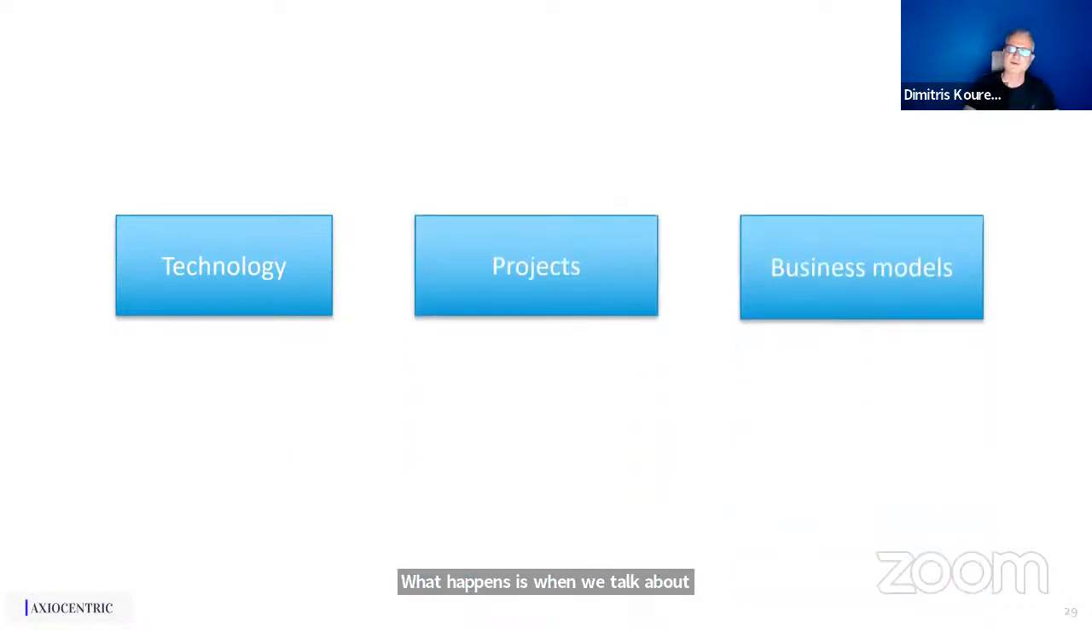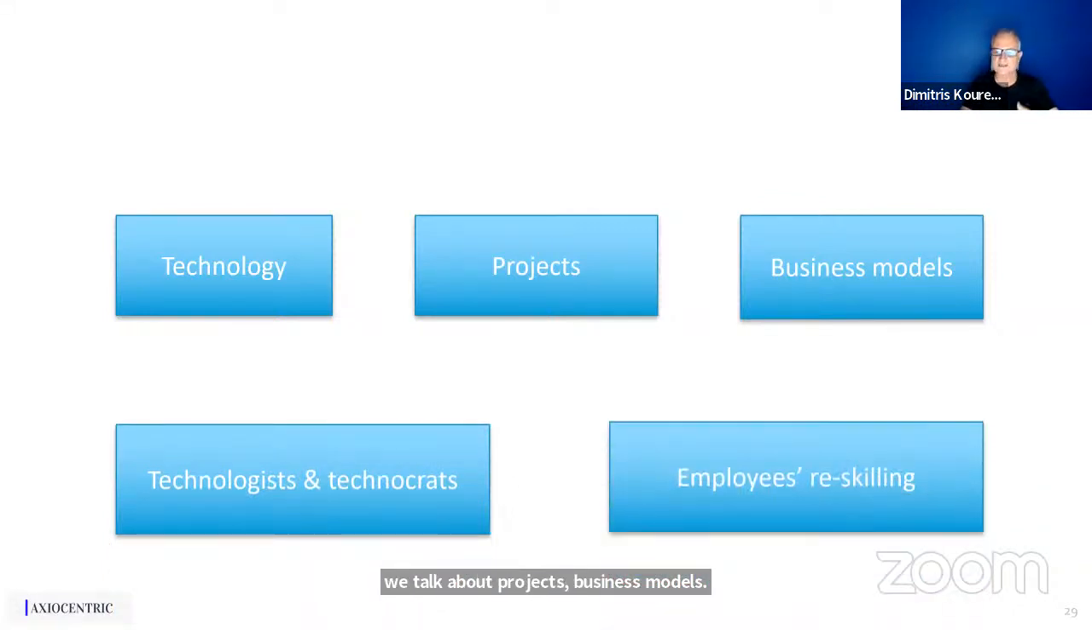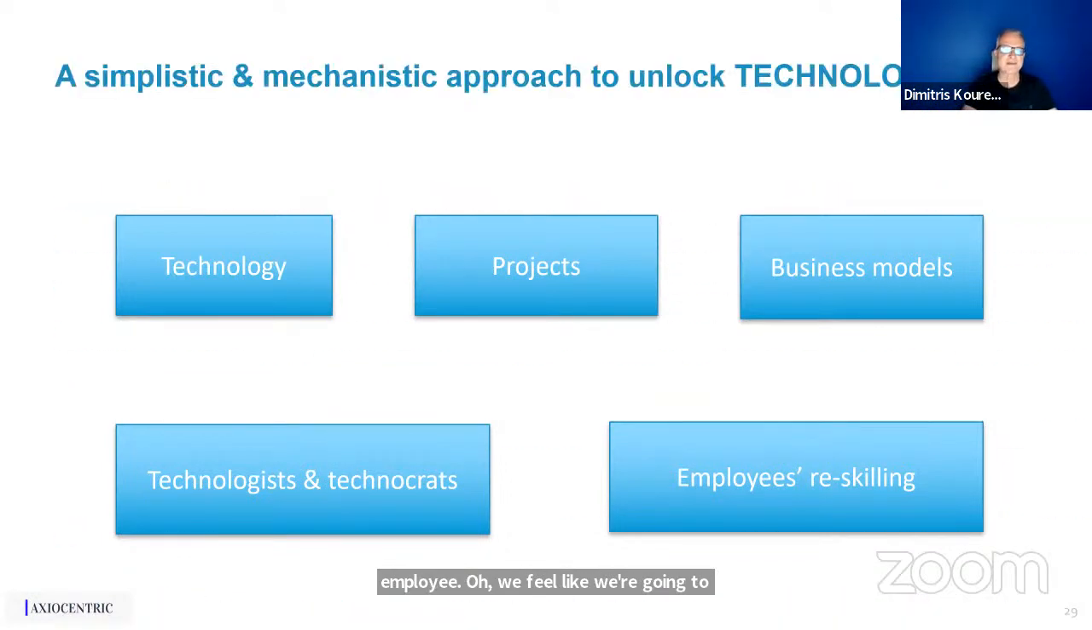What happens is when we talk about digital transformation, we talk about technology, we talk about projects, about business models. So we need technologists and technocrats, we need employees reskilling. We feel like we're going to push different buttons and everything will work over there. We have a very simplistic, mechanistic approach to how we can unlock this technology potential.